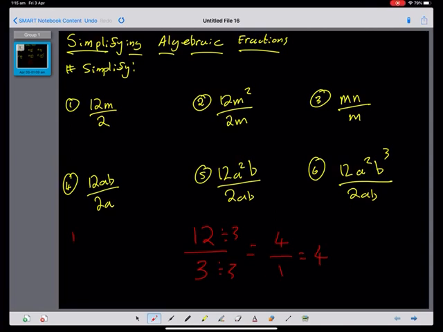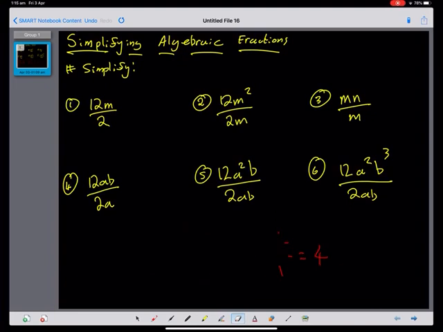Let's try another one. Let's do 12 over 50. Okay, so the highest common factor of 12 and 50 is 2. So we get 6 over 25. Okay, so let's have a look at these algebraic fractions.